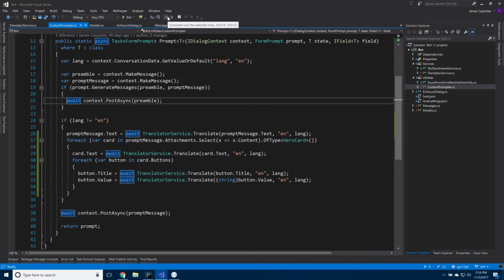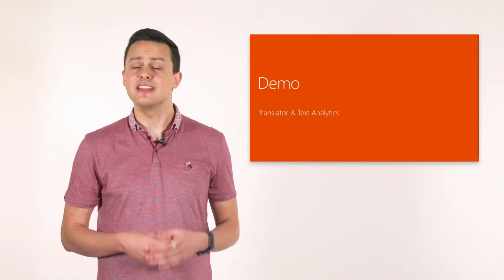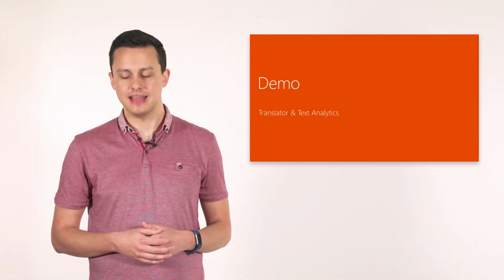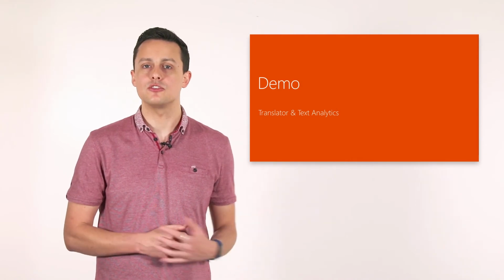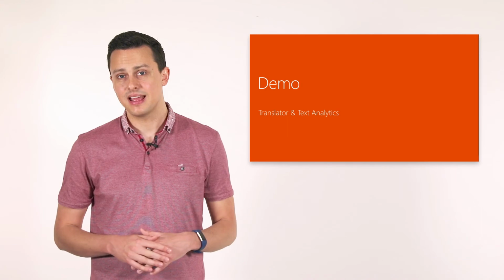And that brings us to the end of this particular example. Let's get back to the slides. So we've just seen how we can use the translator service to be able to accept messages into our bot in other languages and then have our bot respond in that language. We also saw how we could use text analytics to detect user sentiment and escalate as appropriate.